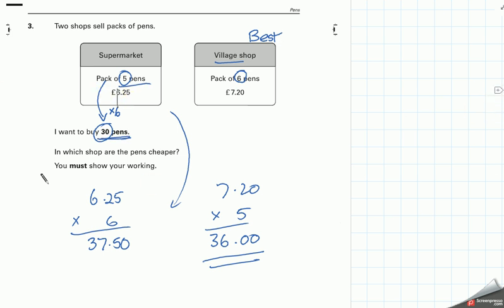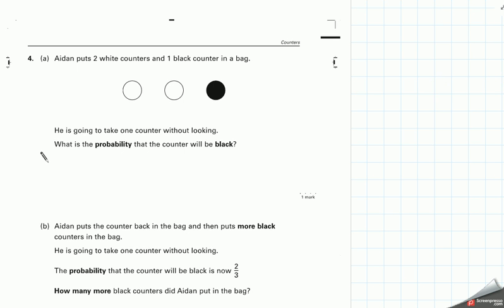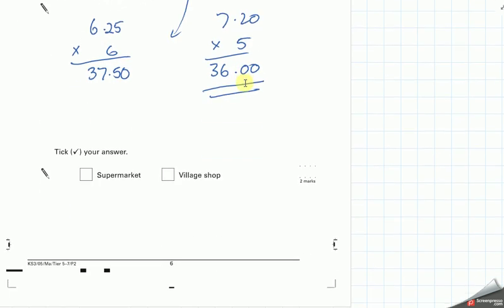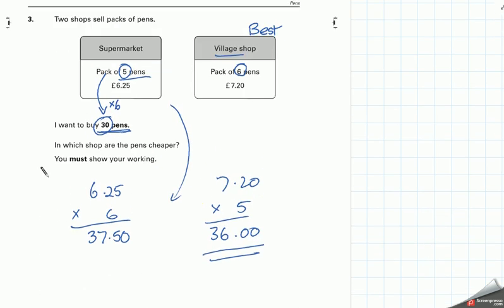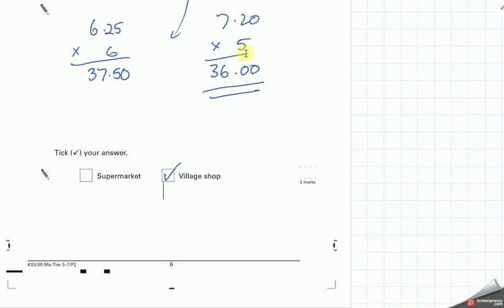Okay, next one, question 4. This is the probability. Hang on, did I finish that one? Should have ticked the answer. A clear indication would get you the mark. So me saying best here would have got me the mark anyway, but try and show your correct answer.